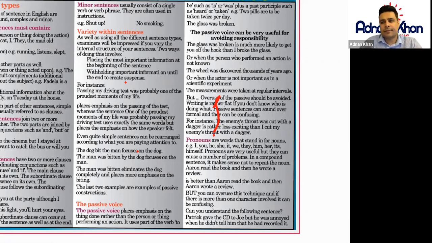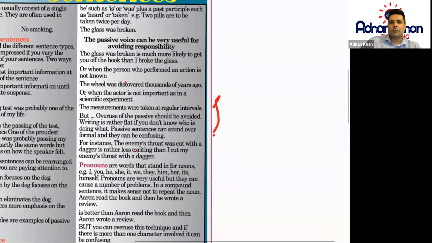Passive voice. Passive voice places emphasis on the thing done rather than the person or thing performing an action. It uses part of the verb to be, such as is or was, plus a past participle such as heard or taken, e.g. two pills are taken twice per day, the glass was broken.